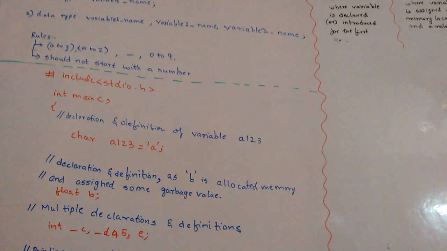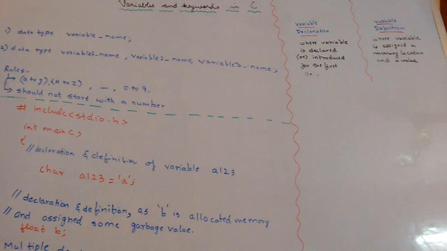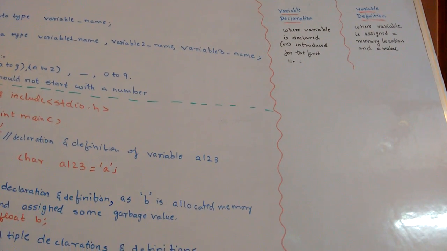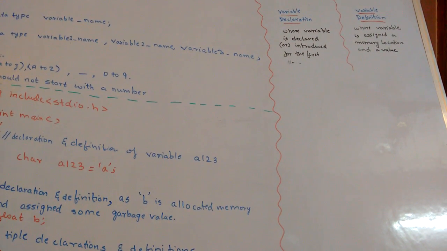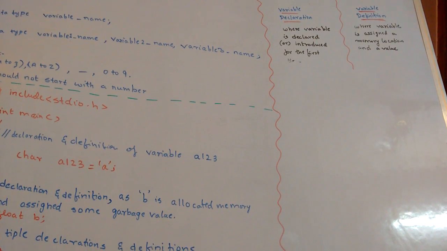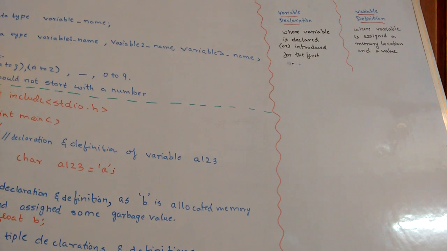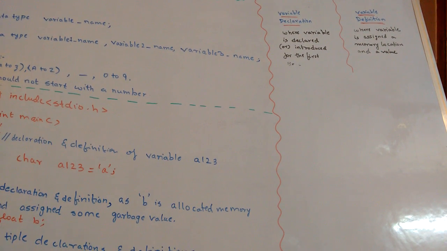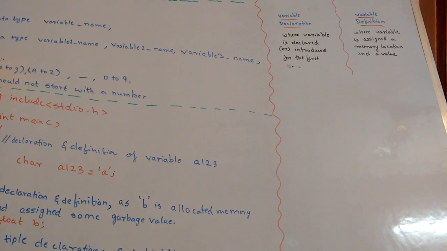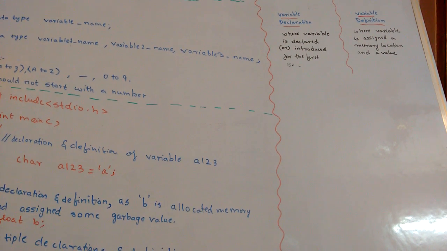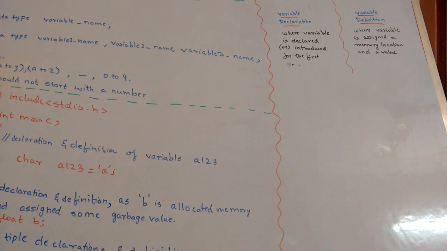Then, in the right part of the board, I hope you can see it. I apologize for the small font, but I will be reading it out loudly if you are not able to see it. Anyway, I have just listed out the definitions, or rather the basic concept of variable declaration and variable definition. So variable declaration refers to the part where a variable is declared or introduced for the first time in the program. When it's introduced for the first time in the program, that's called variable declaration.